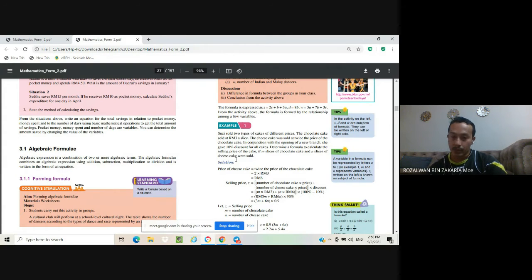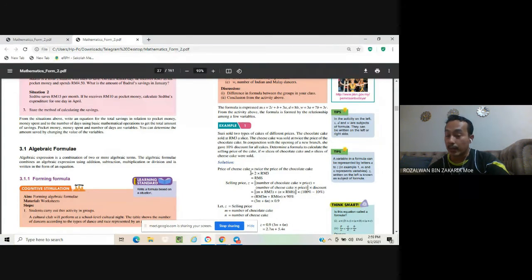All right, so to solve this one, first what to do? We need to find the price of a cheesecake. It is already stated in the question here, the cheesecake was sold at twice the price of chocolate cake. That means the price of cheesecake equals twice the price of chocolate cake.